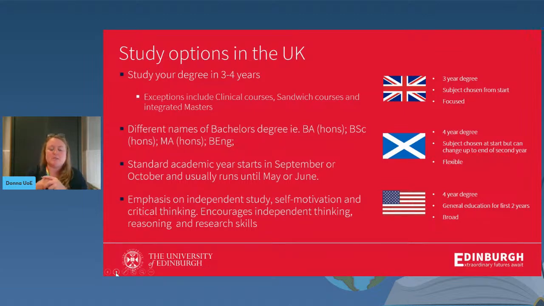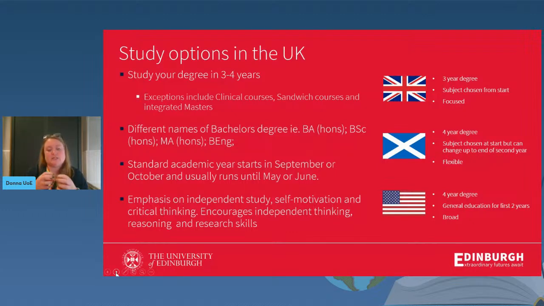Broadly speaking, the UK system starts in September, October for an academic year. So we are just about to welcome our next cohort here at Edinburgh, who will be starting in a week or so. And then the end of the academic year for bachelor students generally finishes around May or June time.